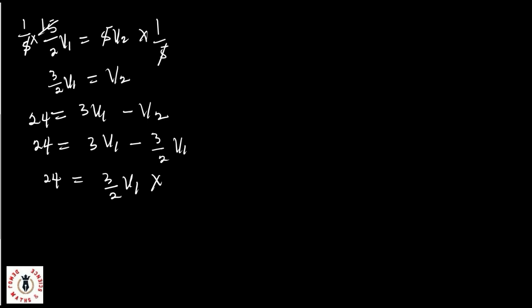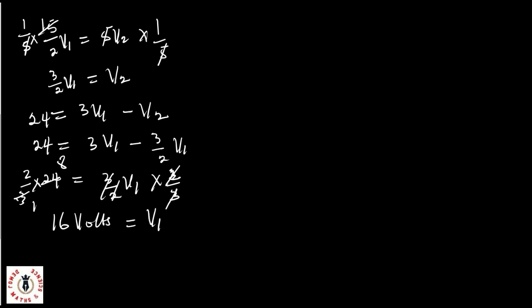Let's multiply both sides by 2 over 3. 2 over 3 cancels 3 over 2 here, becomes 1. We'll multiply this side also by 2 over 3. 3 here is 1, 3 here is 8. 2 times 8 is equal to 16. That means my V1 is equal to 16 volts.